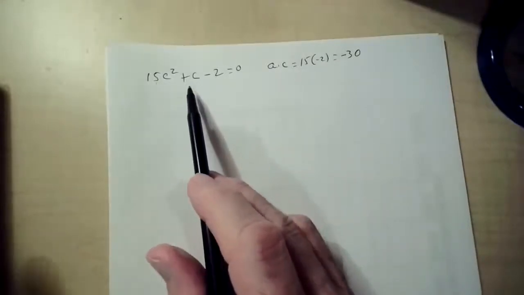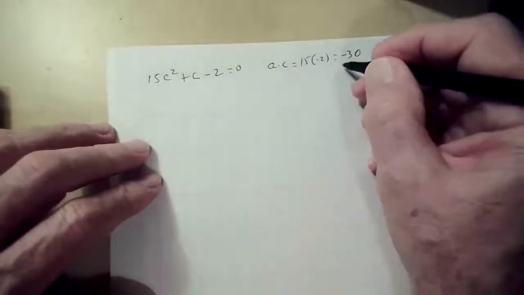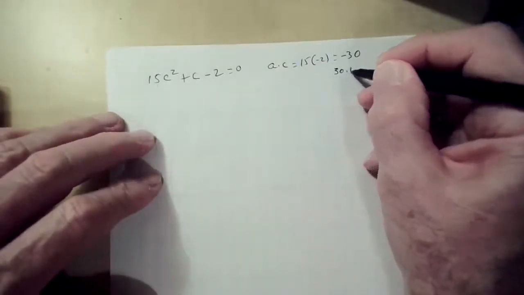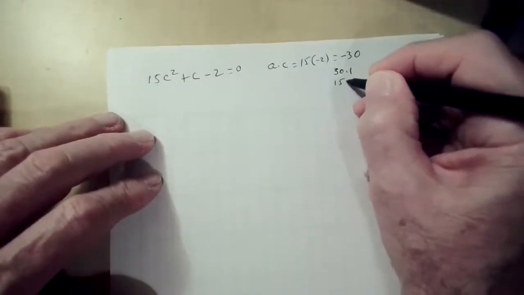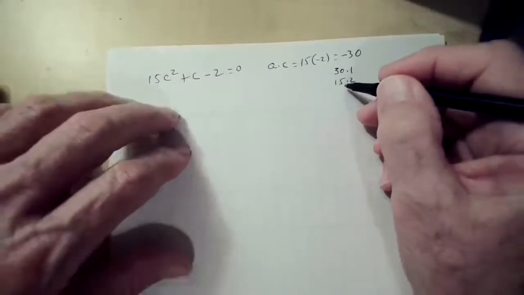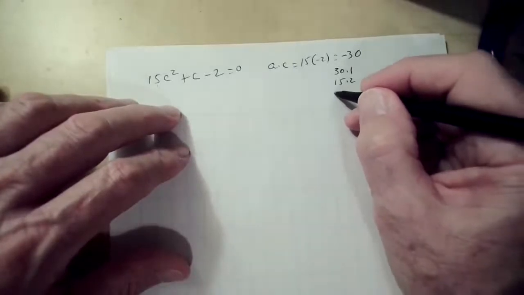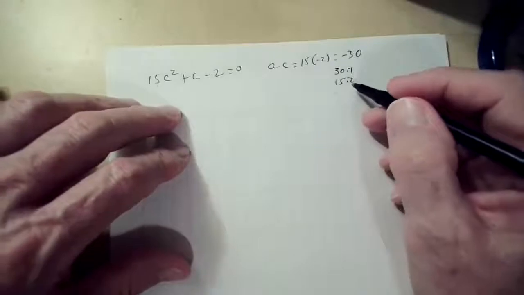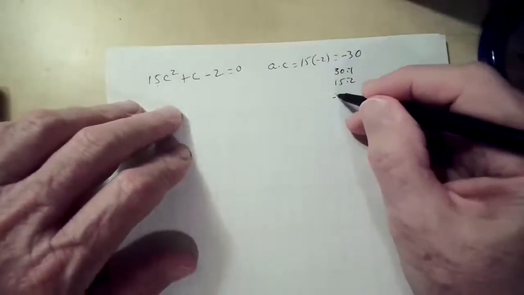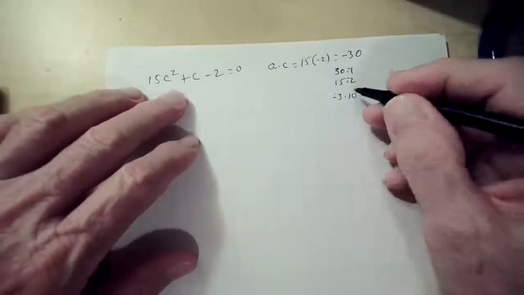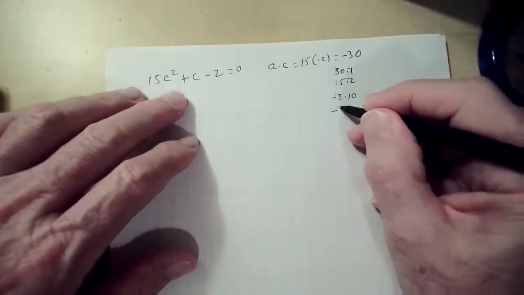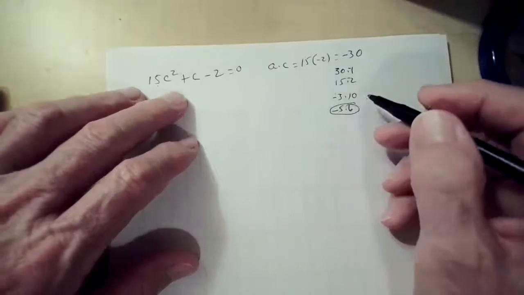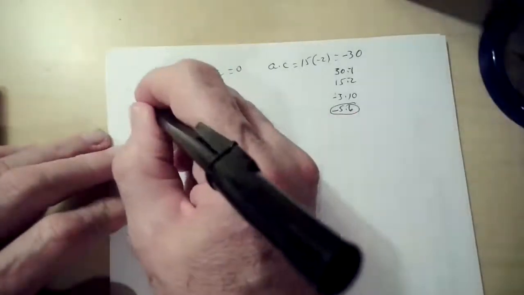Now, what are the factors of negative 30 that add up to positive 1? 30 times 1, 15 times 2, negative, negative. Look, I'm doing this backwards, bonehead. Negative 3 times 10, 4, 5, negative 5 times 6. That's it there, isn't it?